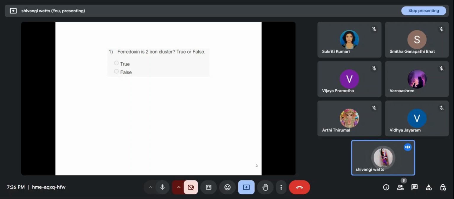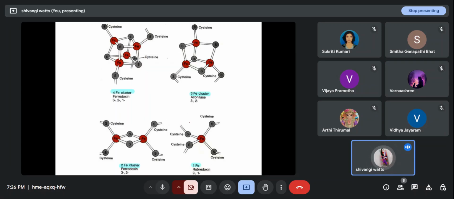Anyway, I will explain again. Ferredoxin is the iron sulfur cluster with the formula Fe2S2. This is the iron sulfur cluster. Here two irons are there. If you see, these all four are iron sulfur clusters. From here we will start. Here there is one iron, which we call rubredoxin. We name the iron sulfur cluster on the basis of the number of iron and also the number of inorganic sulfur.